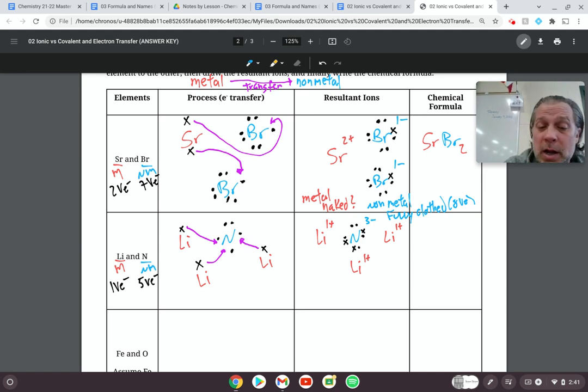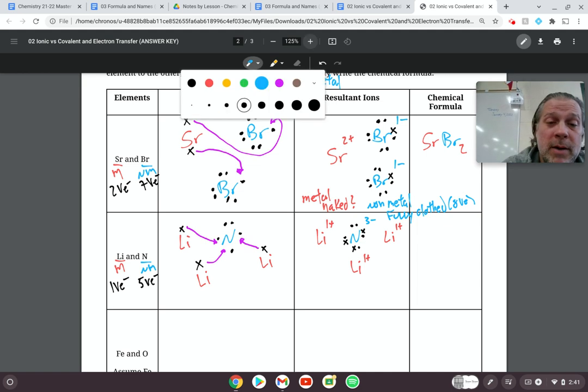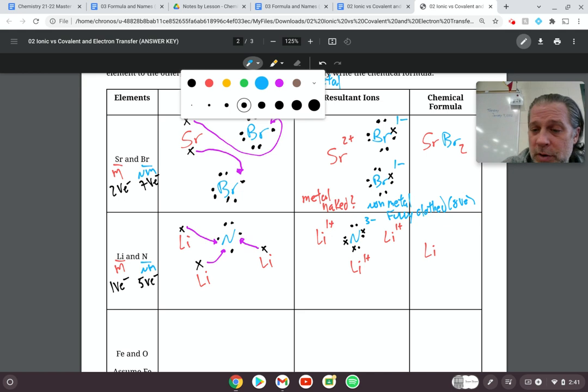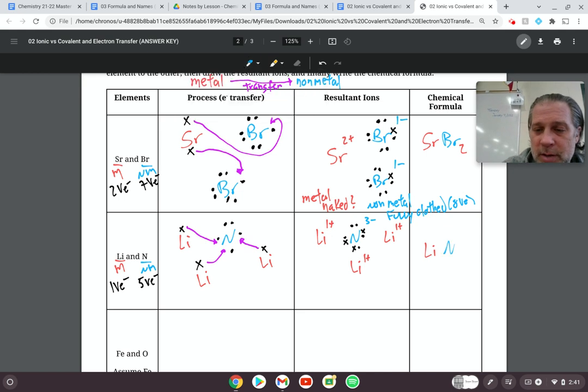So now I'm going to go ahead and write my formula, and I see that lithium comes first because it's a metal, and nitrogen comes second. And in this case, I have 3 lithiums, so it's going to be Li3N, and that's the second one.